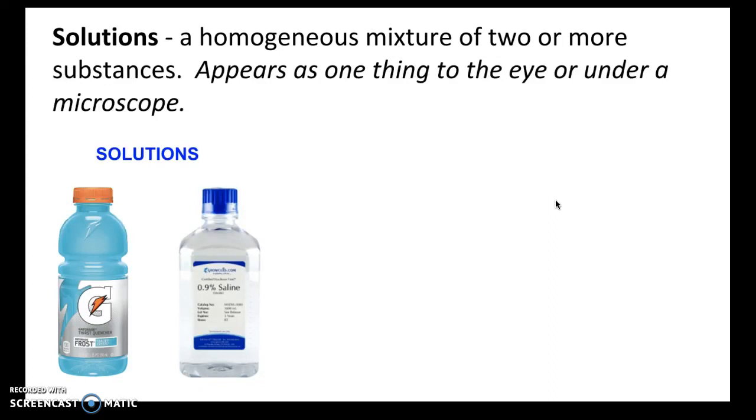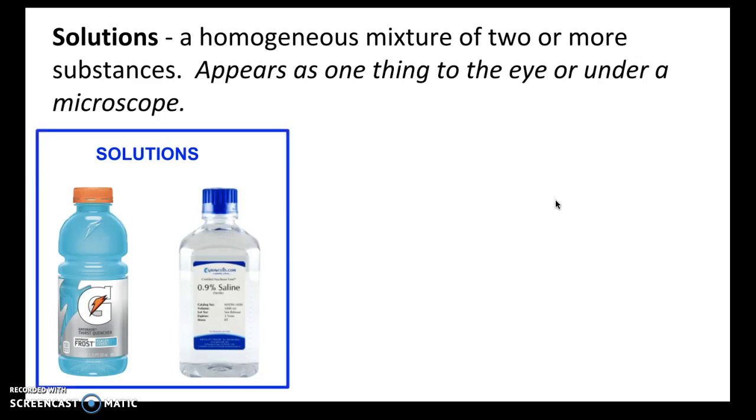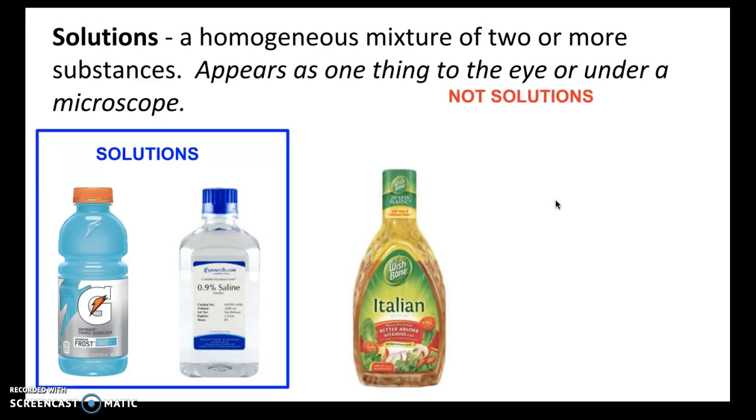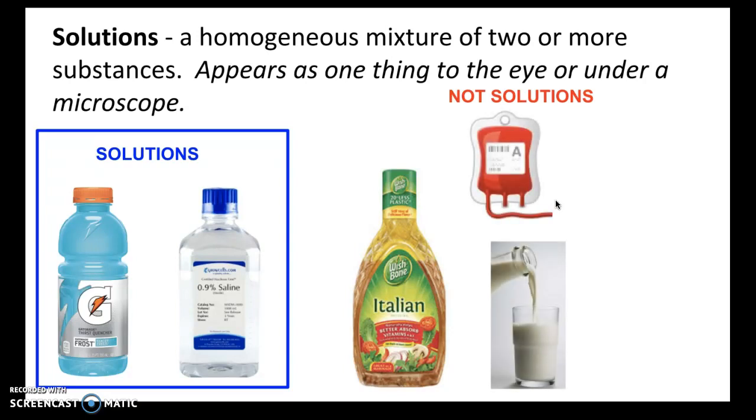So remember, a solution is something that's a homogeneous mixture of 2 or more substances. And what that means is that it looks the same if you're seeing it with your eye or under a microscope. Example of that would be this Gatorade or saline solution. Non-examples of solutions would be something like Italian dressing. You can clearly see the oil and then the more watery parts and little bits in there, so you can see that they're different pieces.